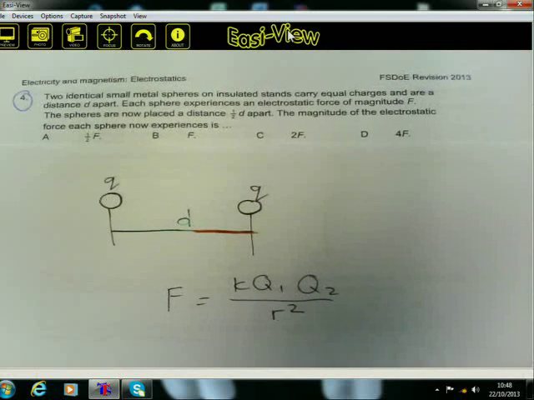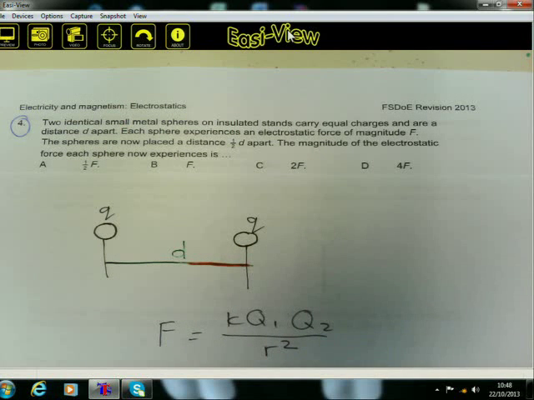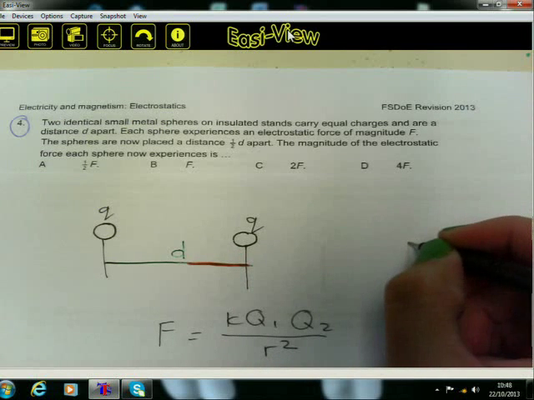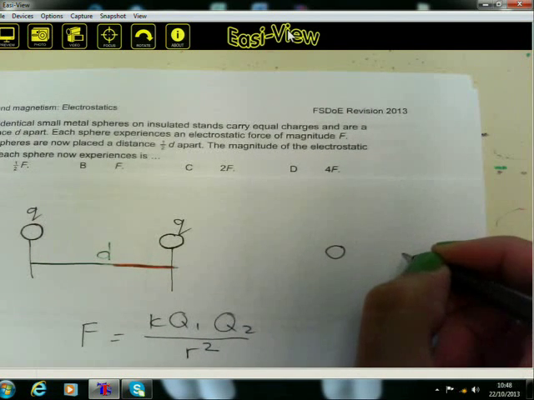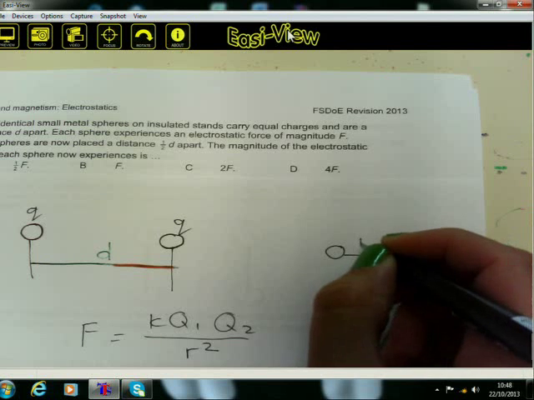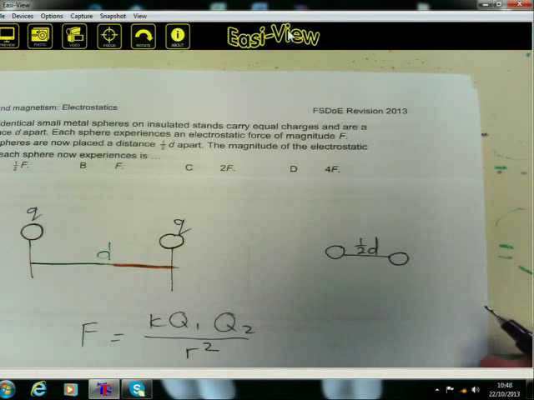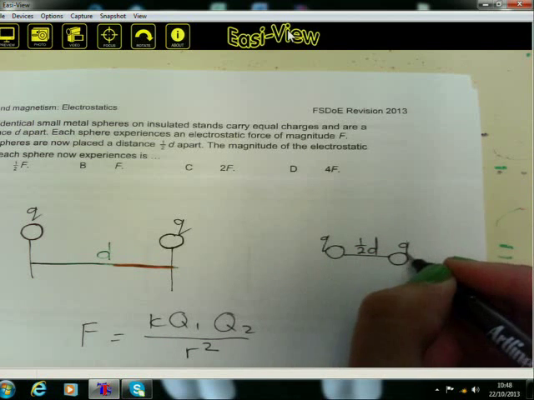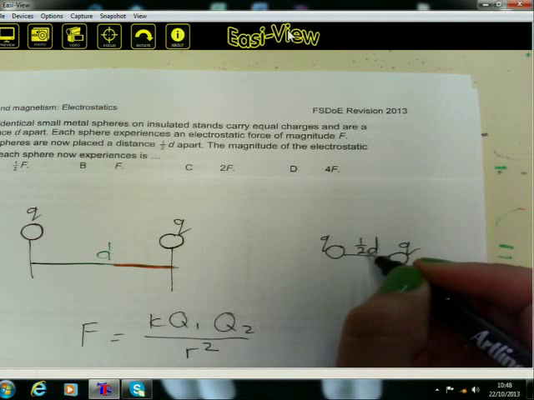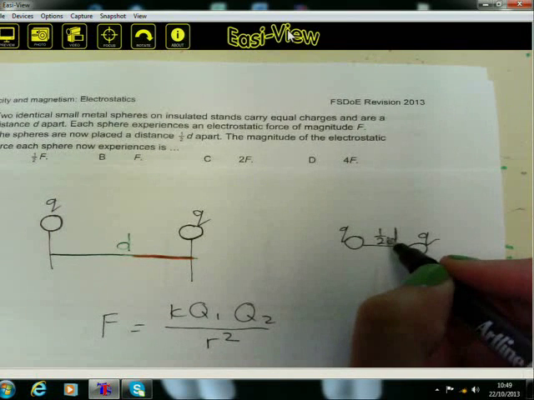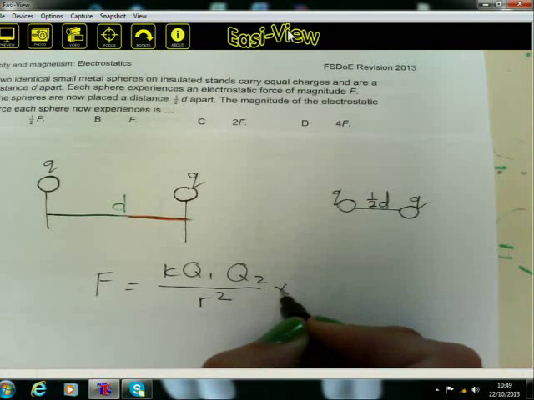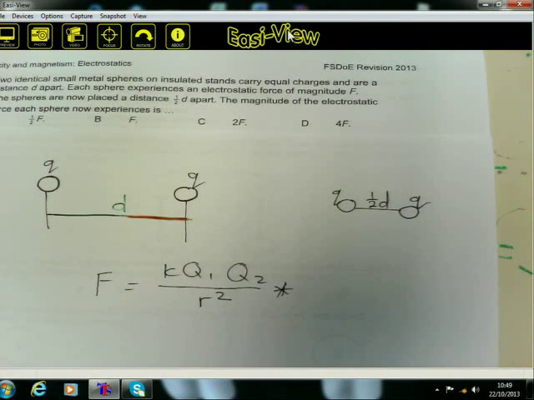So what are we doing? We're halving the distance, dividing the distance by 2. So now in our new situation, these spheres are a distance of half d apart from each other. They still carry charge Q and Q, but the distance has been halved. So what effect does this change in distance have on Coulomb's law, the expression that we have here?